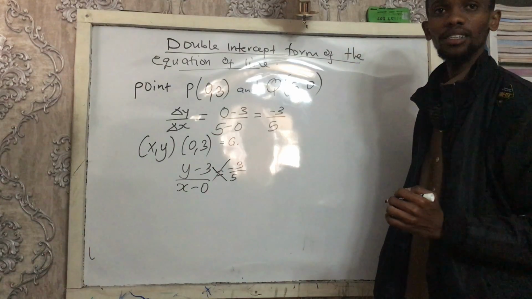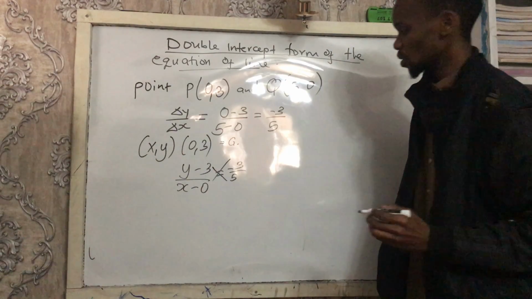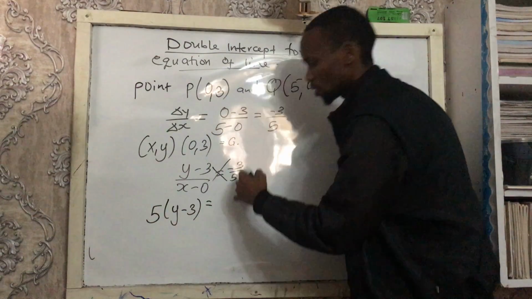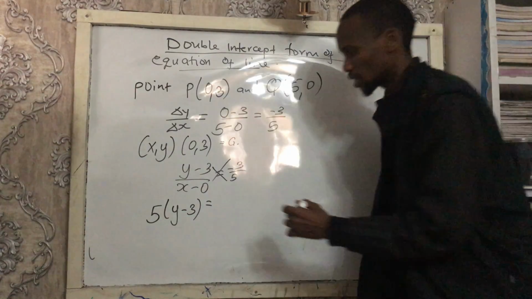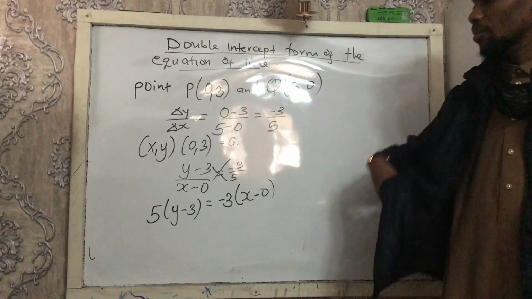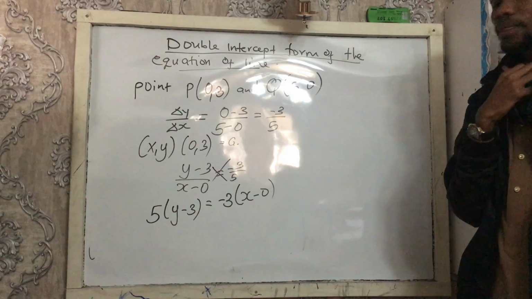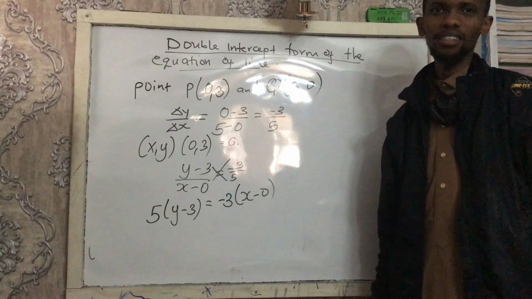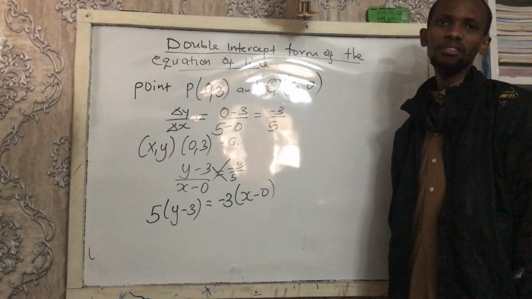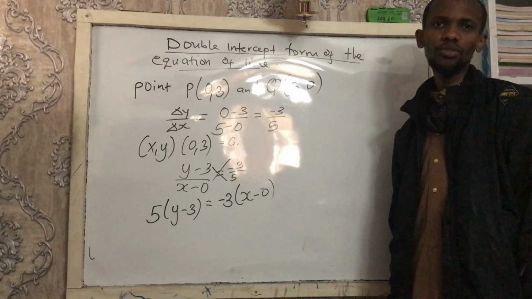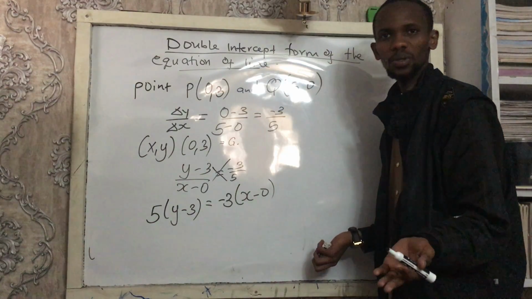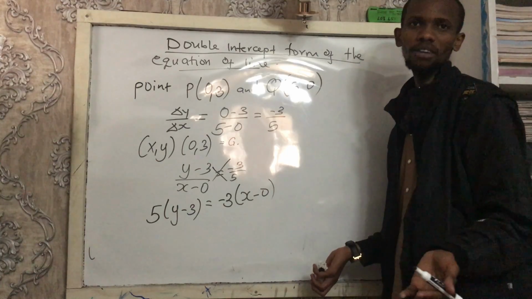So we do the cross multiplication algebra, so that we can have 5 into bracket y minus 3 equals negative 3 into bracket x minus 0. But something else I want to share with you: you don't even need to put this 0 here. We can just say y minus 3 over x is equal to minus 3 over 5. It's the same thing, because 0 doesn't have any effect. Minus 3 times 0 is going to be 0, so it won't have any effect.